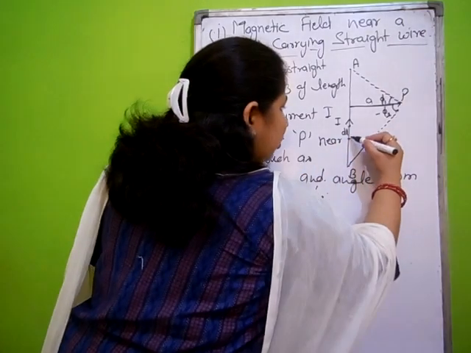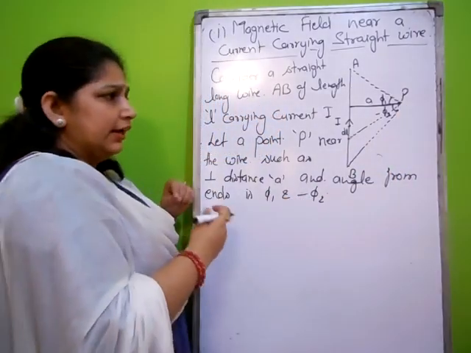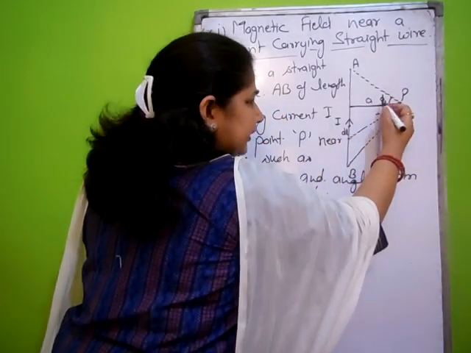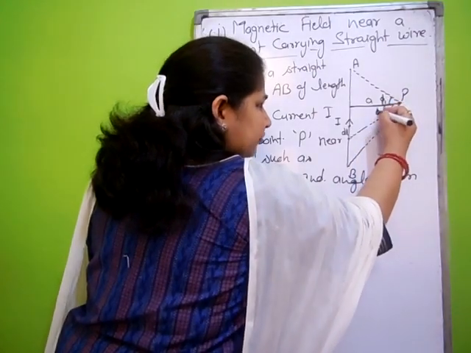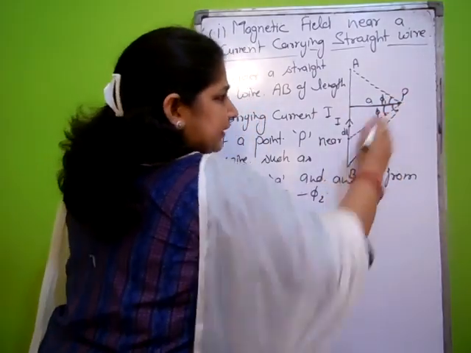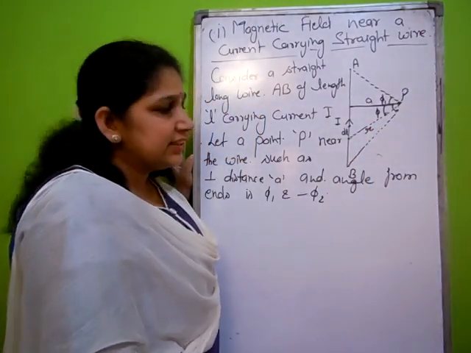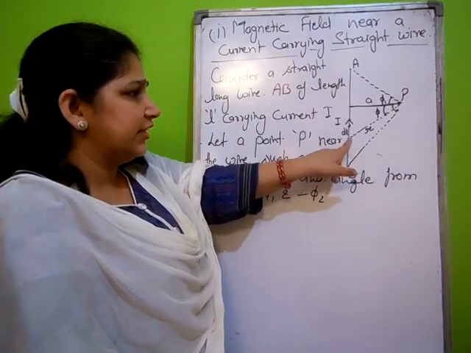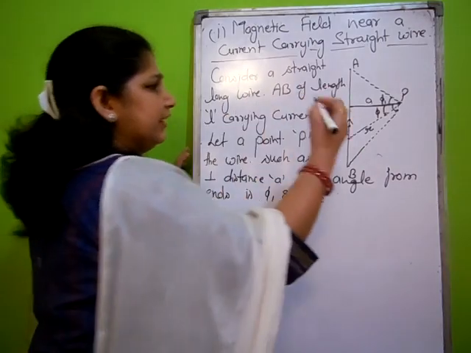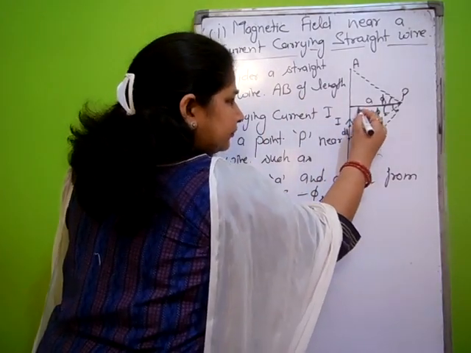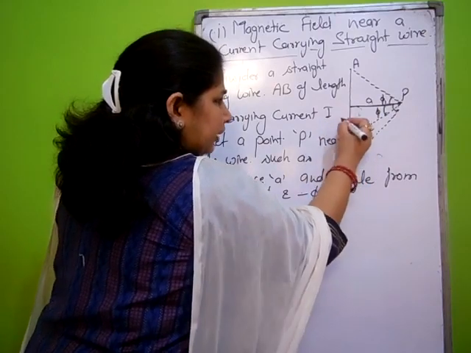Got it? Now as dL is a very small length, I have taken the angle, this is phi. This angle is phi. This is the perpendicular distance, and always we will consider the distance from the source as small r. Then we have considered this distance from the source is small r. Suppose the wire has length L.